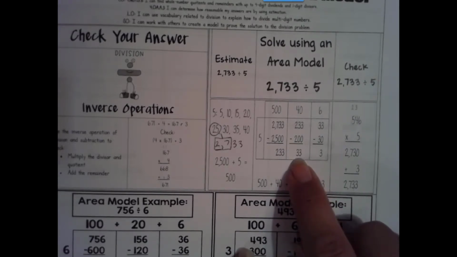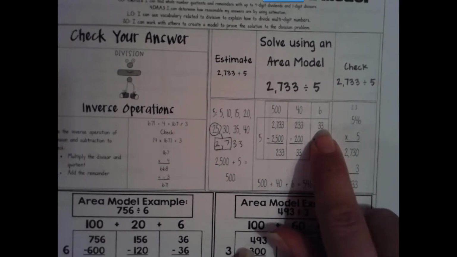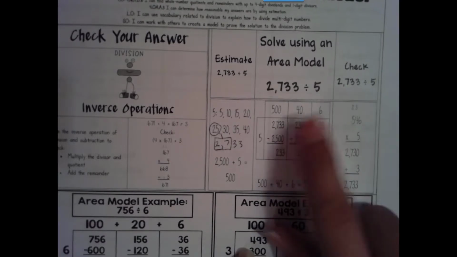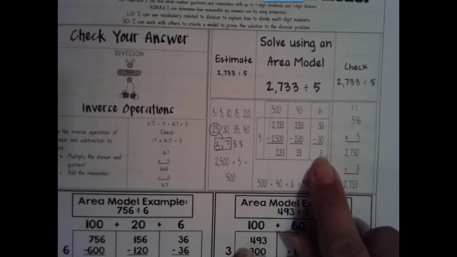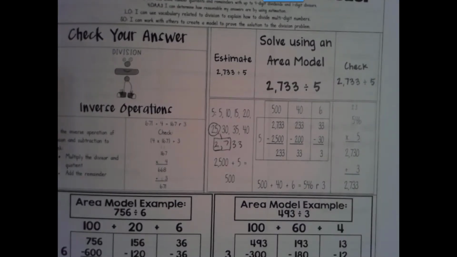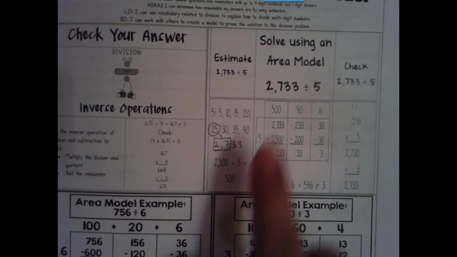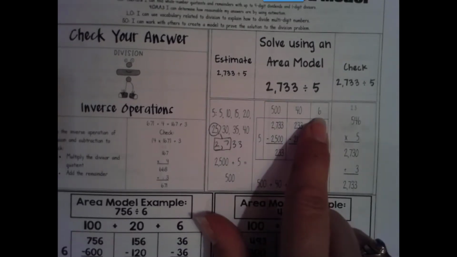Subtract, I get 33. I can still take more groups of 5 out of that, so I'm going to bring that up here. Then I multiply 6 times 5 is 30. I subtract, I get 3. I cannot take any groups of 5 out of 3. That 3 is too small, so that will be my remainder. I add these parts together.